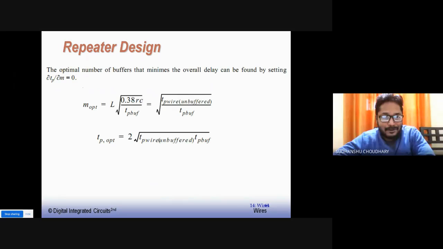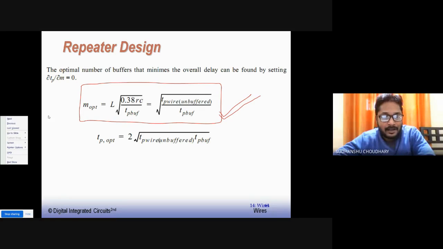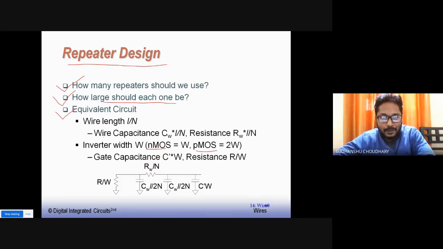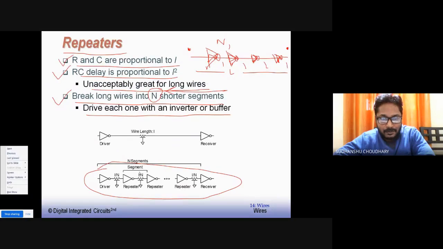Now the optimum number of repeaters. I'm straight away giving you the formula here. We'll see later on how to derive this formula. But let us digest at this moment that the total number of repeaters, that is the optimum number of repeaters, can be given by this relation, that is L times the square root of 0.38 RC divided by the delay of this repeater, that is the buffer delay. Then the optimum delay of this chain which has repeaters.